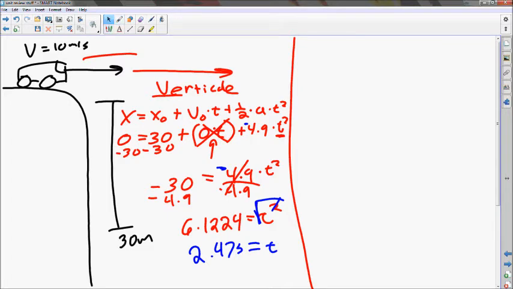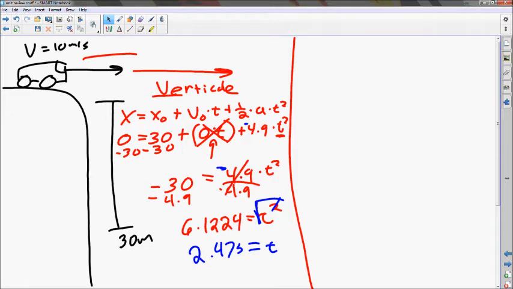So what this tells us is that based on the vertical axis, it's going to take 2.47 seconds for this bus to fall that 30 meters. And remember, it doesn't matter how fast it's going. It could have been moving 10, we could have dropped it, it could have been moving 100 meters per second. In every single case, if it goes off horizontally, and it falls 30 meters, it will take exactly this time. We can see there's nothing about horizontal motion in here.